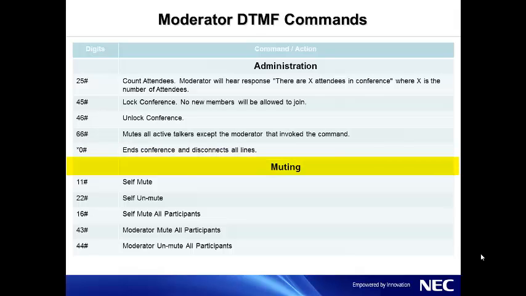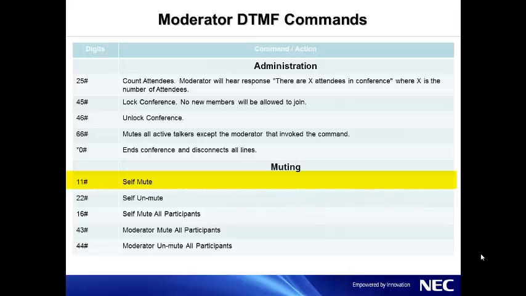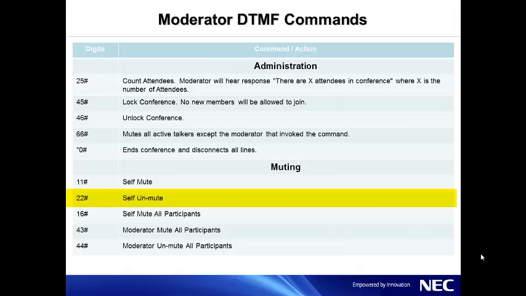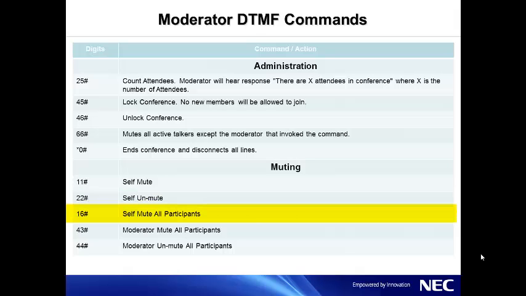The moderator has several options via DTMF command for muting in the conference. The moderator has the ability to self-mute using 11 pound, and unmute is 22 pound. The moderator can also self-mute all the participants using 16 pound. This may be used in a large conference where there's a variety of background noise.